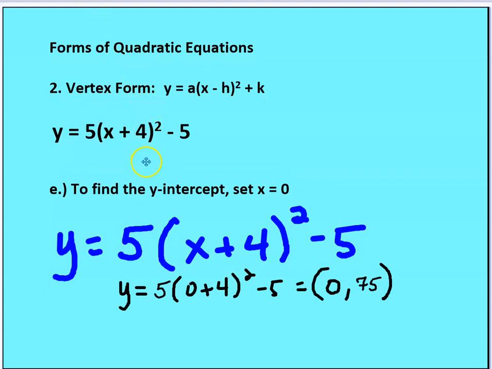And so to find the y-intercept, we set x equal to 0. 0 plus 4 squared is 16. 16 times 5 is 80. 80 minus 5 is 75.